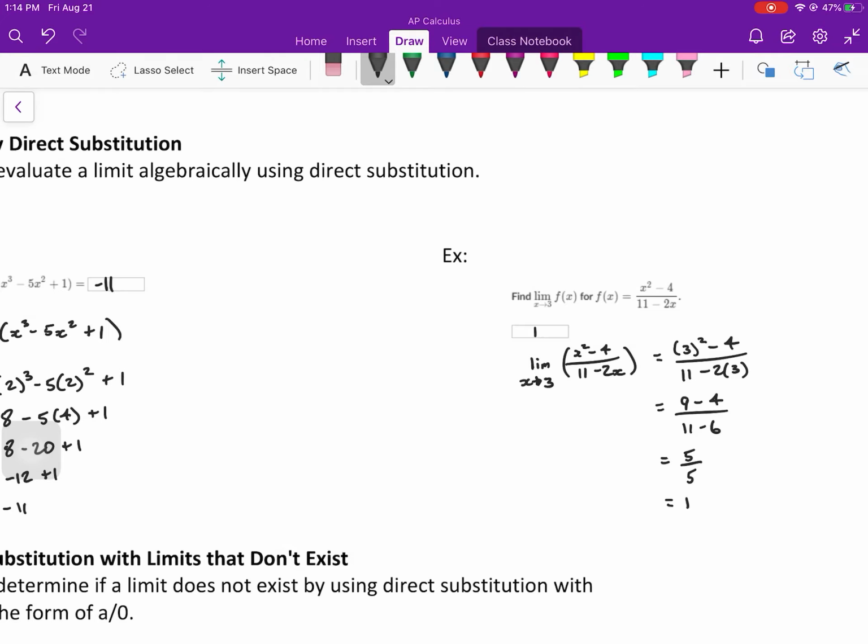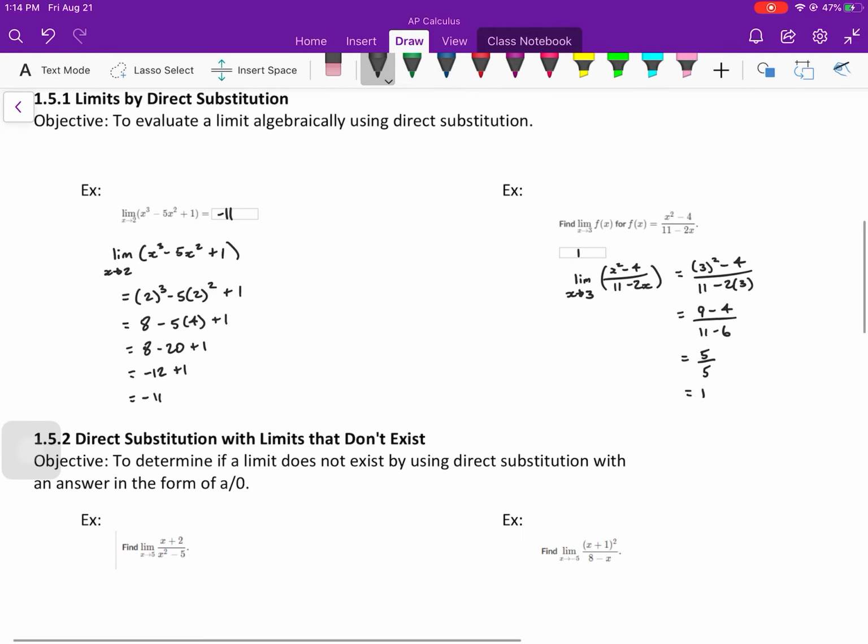So that's direct substitution. That's the main way to evaluate a limit. Start by just plugging it in, and that's it.